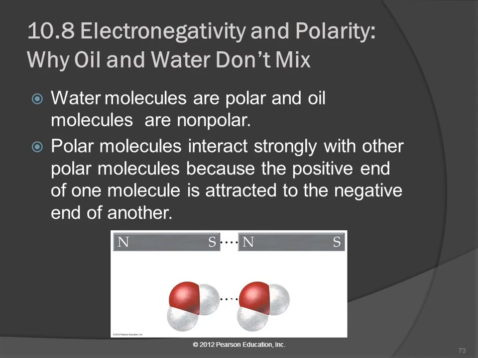So what does this have to do with the oil and water not mixing? Well, like we just determined, water molecules are polar. Look at it, it's bent, and these are polar bonds. This end is a little bit negative, and the hydrogen end is a little bit positive. Oil molecules are nonpolar. Nonpolar and polar don't mix very well.